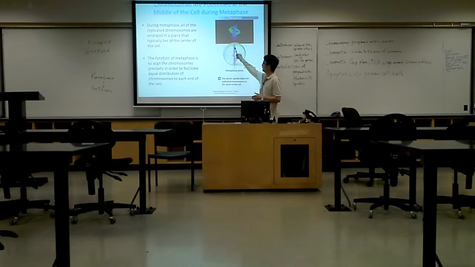So why would they align in the middle? It is because of the shortening and the elongation of the mitotic spindle of these two centrosomes. So they will adjust the length so that all these chromosomes will line up in the middle of the cell.